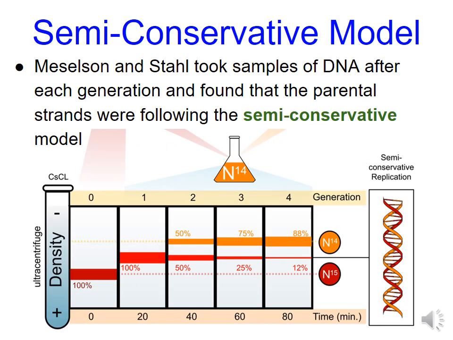Okay, so they took samples of DNA after each generation, and they found that the parental strands were following the semi-conservative model. That's why we always still have some of the nitrogen-15 strands, but we keep getting more and more of the nitrogen-14 as we're making new each time. So this showed us that the semi-conservative model was the model that DNA replication seems to follow.